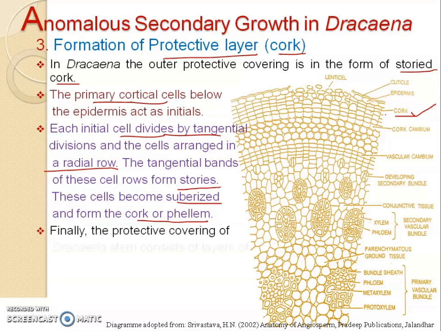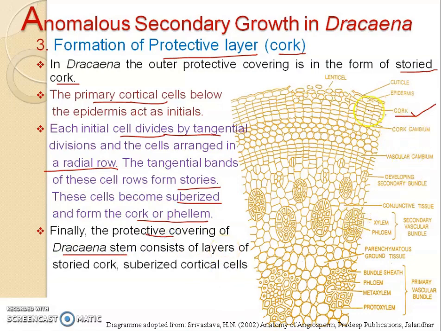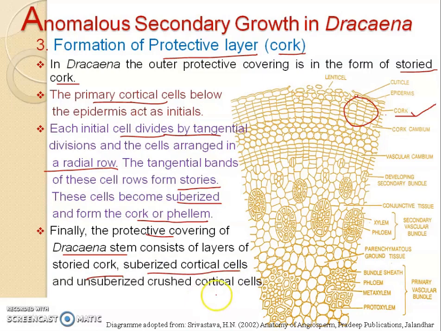Finally, the protective covering of Dracaena stem consists of layers of storied cork. This is the storied cork, suberized cortical cells, and unsuberized cortical cells, which give rise to a lenticel on the outer surface of the cork.